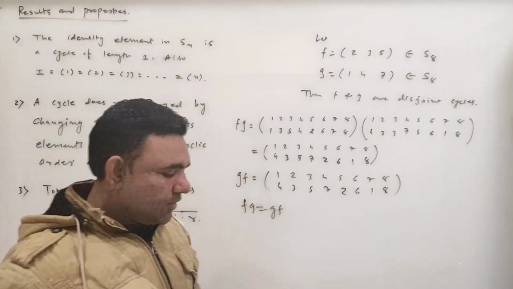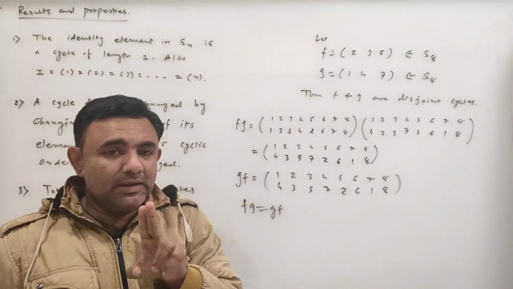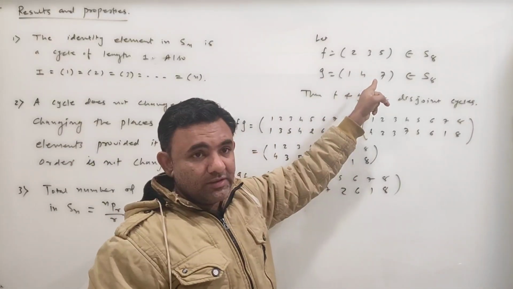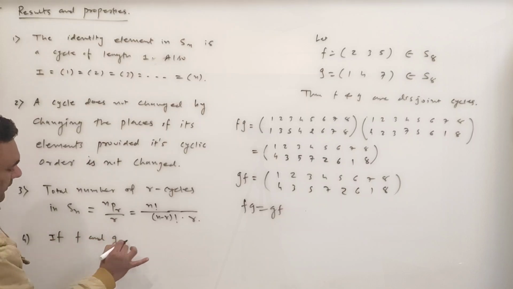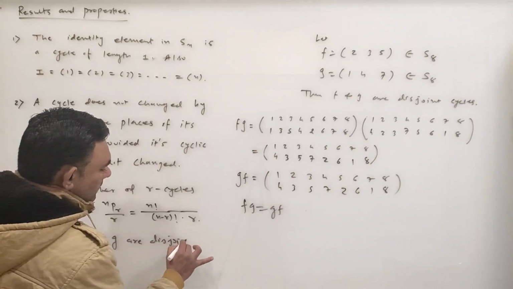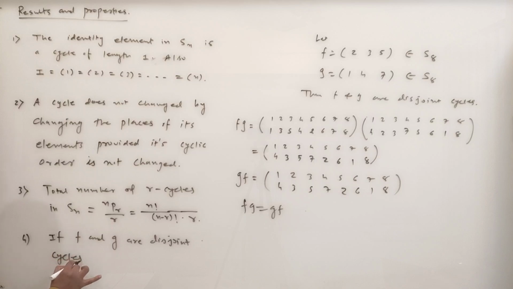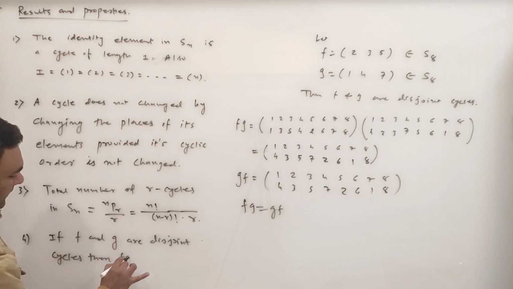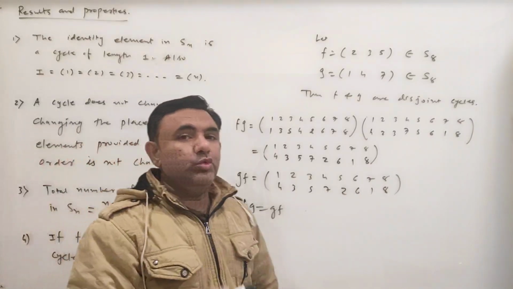So this thing happens only when F and G are cycles and they are disjoint cycles, right. So what result do we get from this? So the next result is this one. If F and G are disjoint cycles, then FG is equal to GF. That is, disjoint cycles can commute.